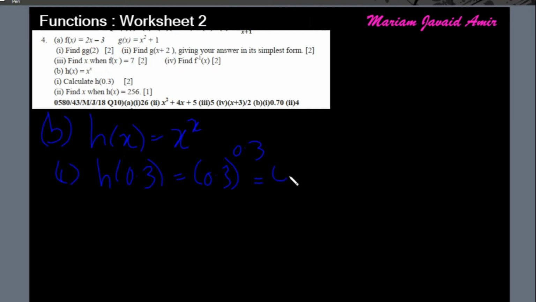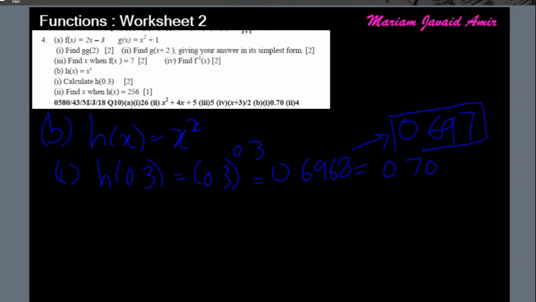0.70 rounded off. I am getting 0.6968, which means 0.70 correct to 2 decimal places, or I think we should give the answer correct to 3 significant figures, so that should be 0.697. Sorry, 6, 9, yes, 7. Okay.